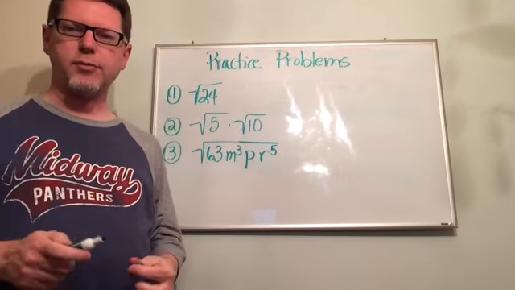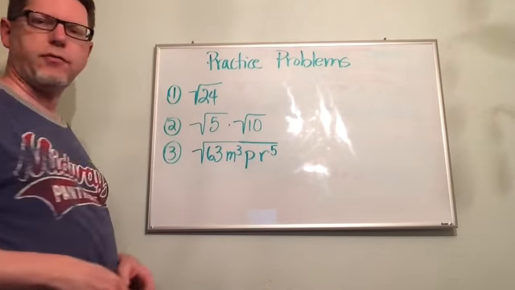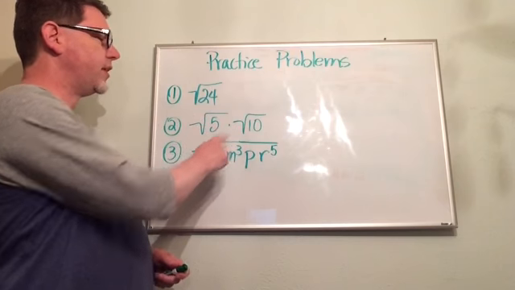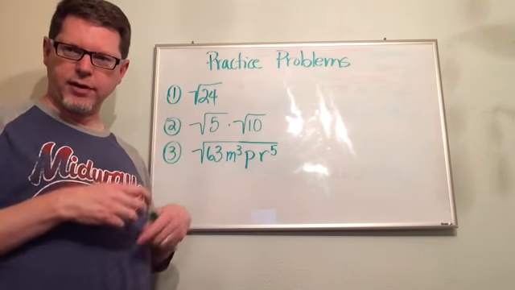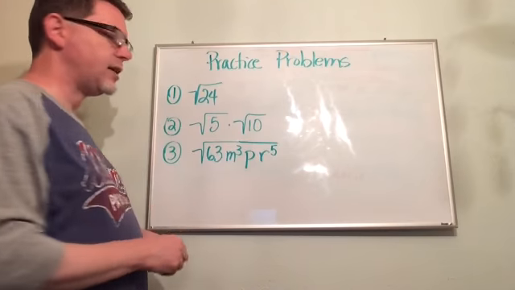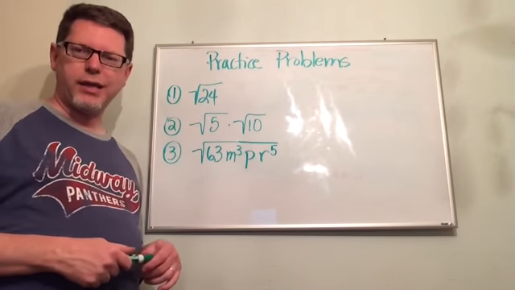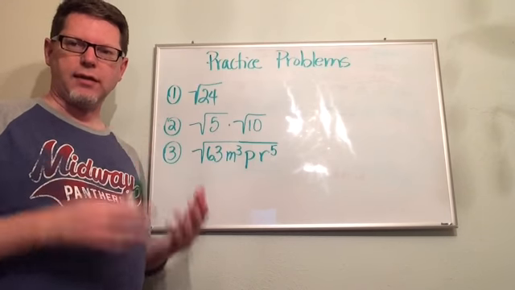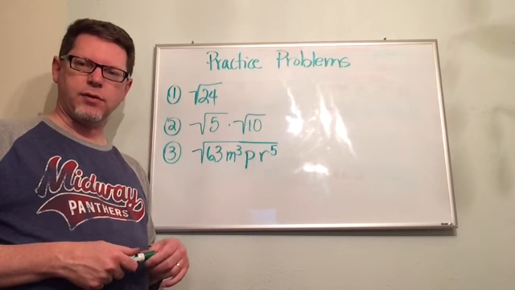So here are your 3 practice problems. The first one, simplify the square root of 24. The second one, simplify the square root of 5 times the square root of 10. Remember, you have to multiply the 5 and the 10 first, and then simplify after you get that. And then the last one is simplify the square root of 63 m to the 3rd, p r to the 5th. Once you have those done, take a picture of it and submit that picture via Edmodo.